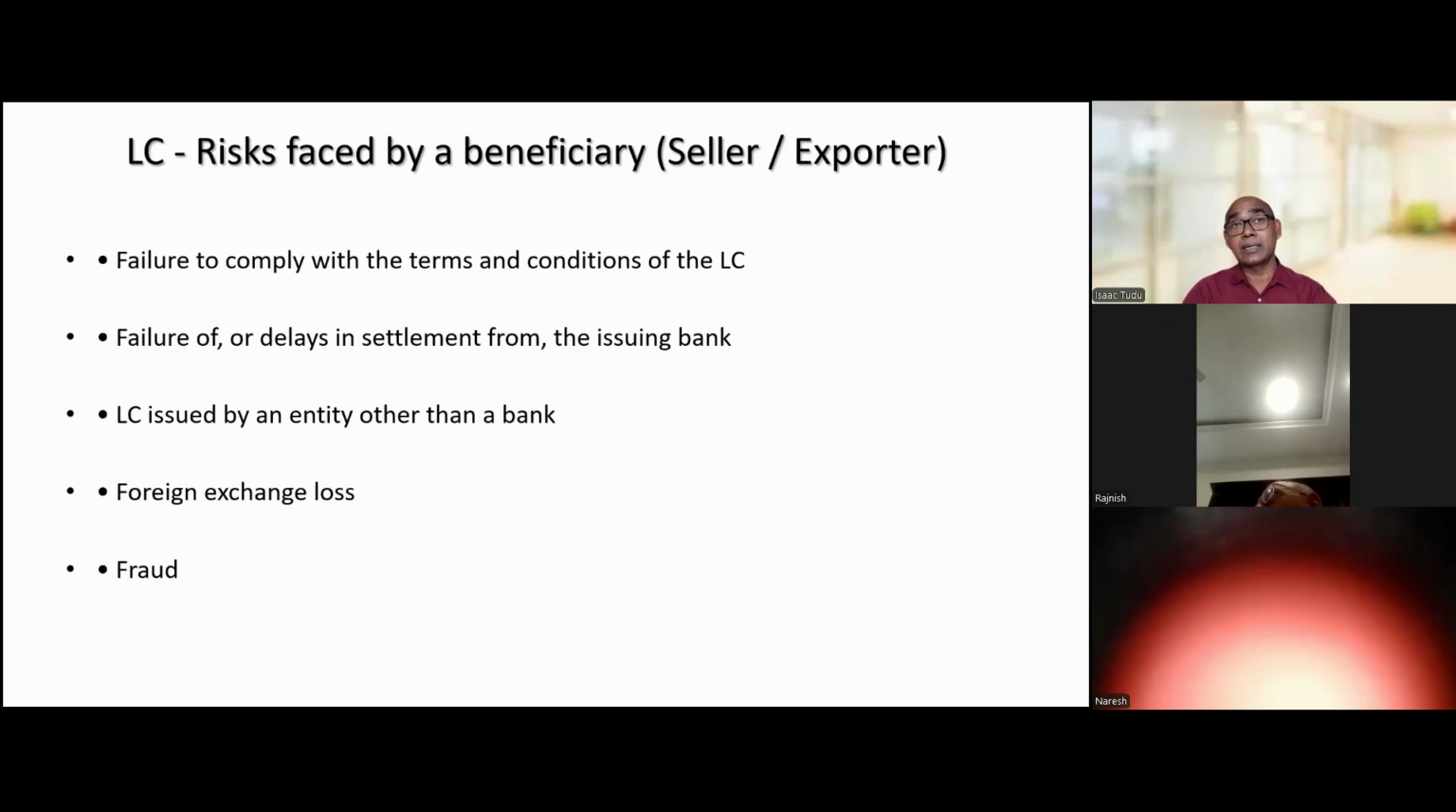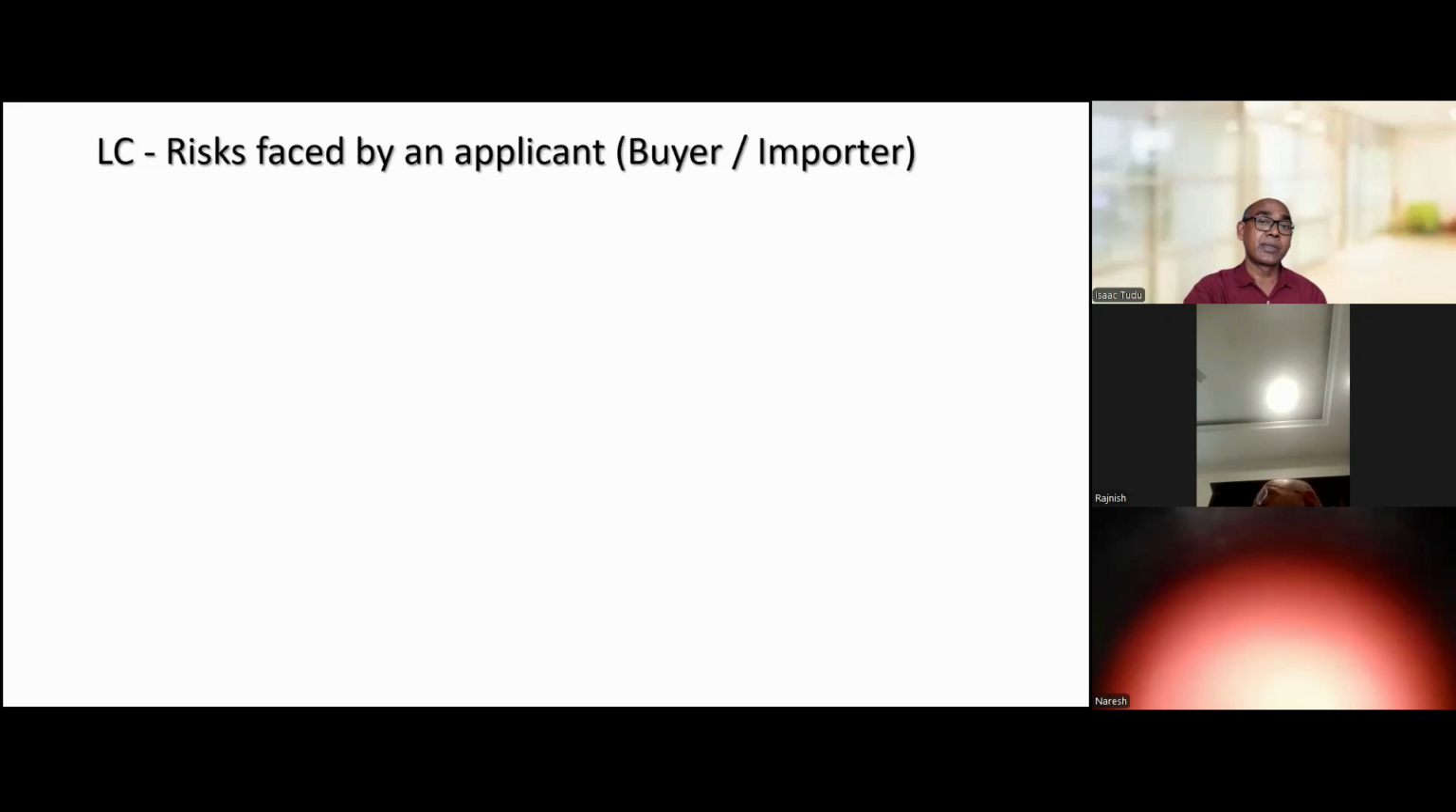Either the bank that has issued the LC does not exist, or maybe that bank exists, but it has not issued the LC, meaning this LC is fraud. Now you have already done the shipment. What to do now? So that risk is there. And accordingly, there is a risk for the buyer also. We have already discussed that, so there is no need to repeat it.